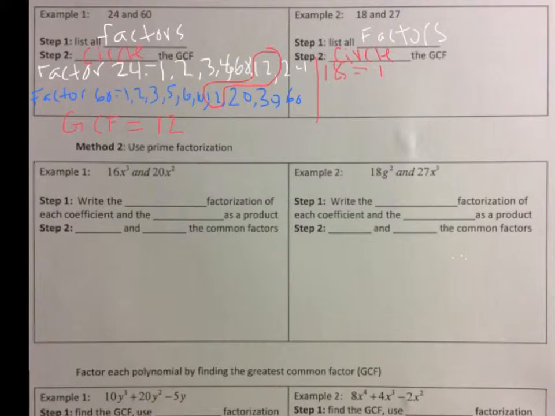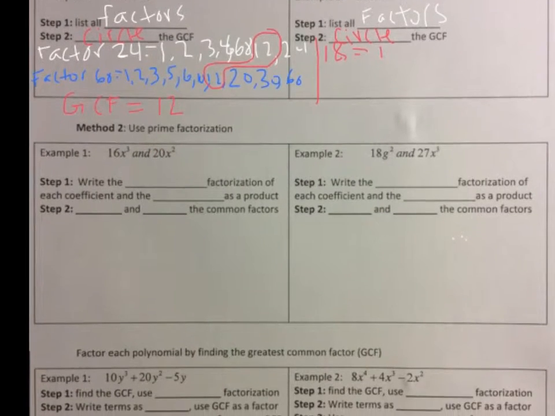Alright, welcome back to part 2 of finding the greatest common factor. For this second part, we're going to learn how to find the greatest common factor using the second method, which is using prime factorization.